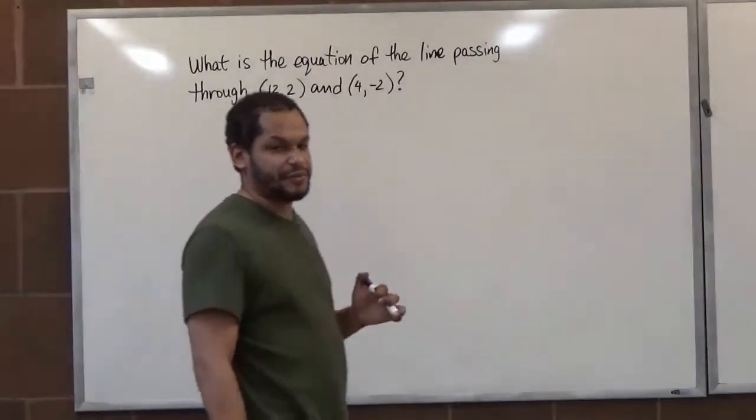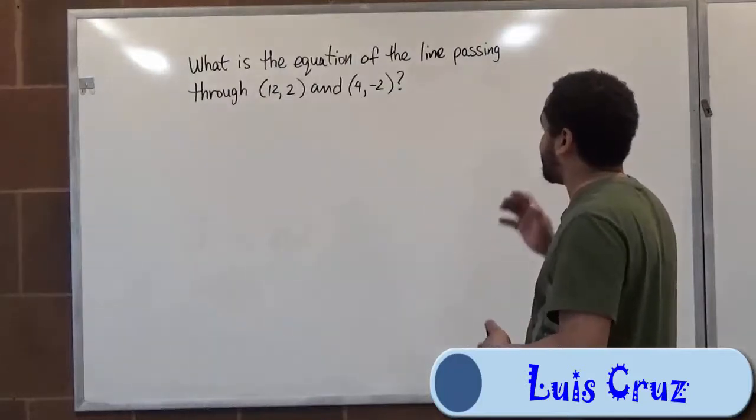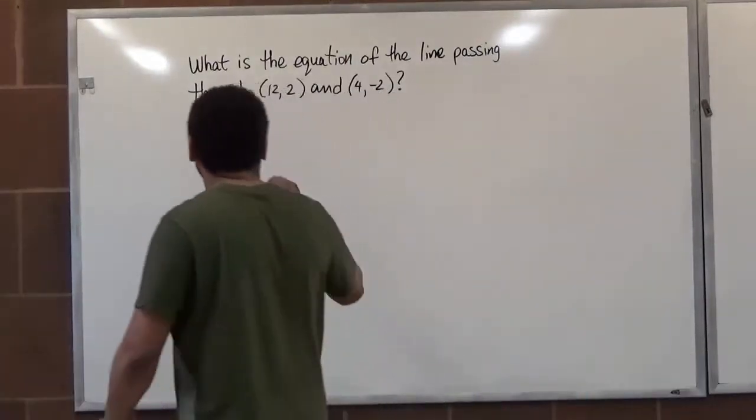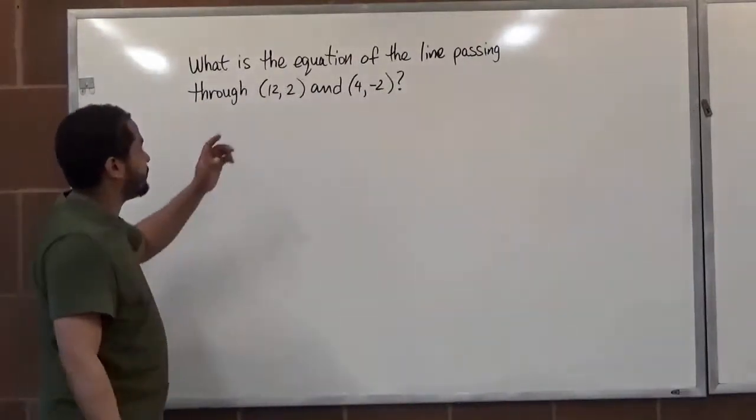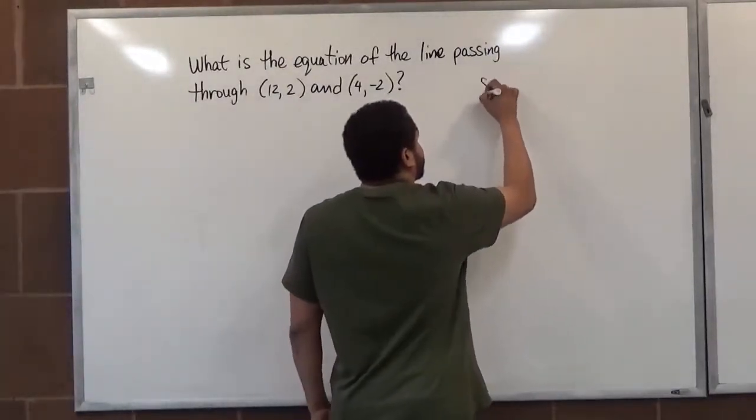In today's video, we're going to be talking about how to get the equation of a line using the slope-intercept formula. In this particular question, we have: what is the equation of the line passing through the points (12, 2) and (4, -2)? To solve this, we're going to be using the slope-intercept formula.